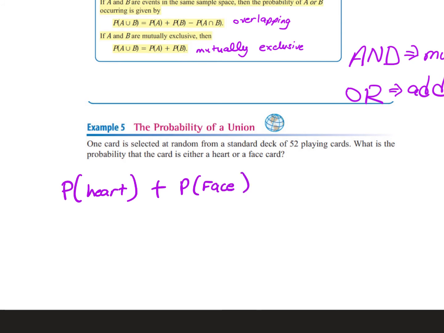Now let's think about this. Is this event mutually exclusive? Does one have anything to do with the other, or are they overlapping? Think about a deck of cards, guys. If I said to you the probability of a 3 or a jack, in a deck of cards, is there a card that has a 3 and a jack on it at the same time? No, those are mutually exclusive. But think about a heart and a face card. Is there a card in a deck that is both a heart and a face card? Yes. So this is an overlapping event. This is where you have to subtract the overlapping part.